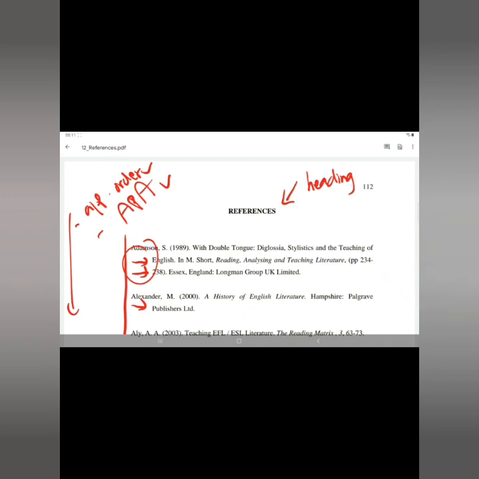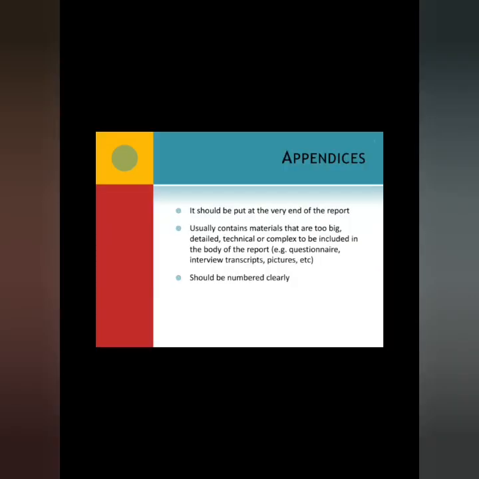Now, next, the appendices. The appendices are the part in which you put the attachments. The attachments are actually very big, very detailed, very technical, so you cannot put them in the report. It will be too long. For example, your questionnaire, your transcript, the pictures. So you put them in the appendices.